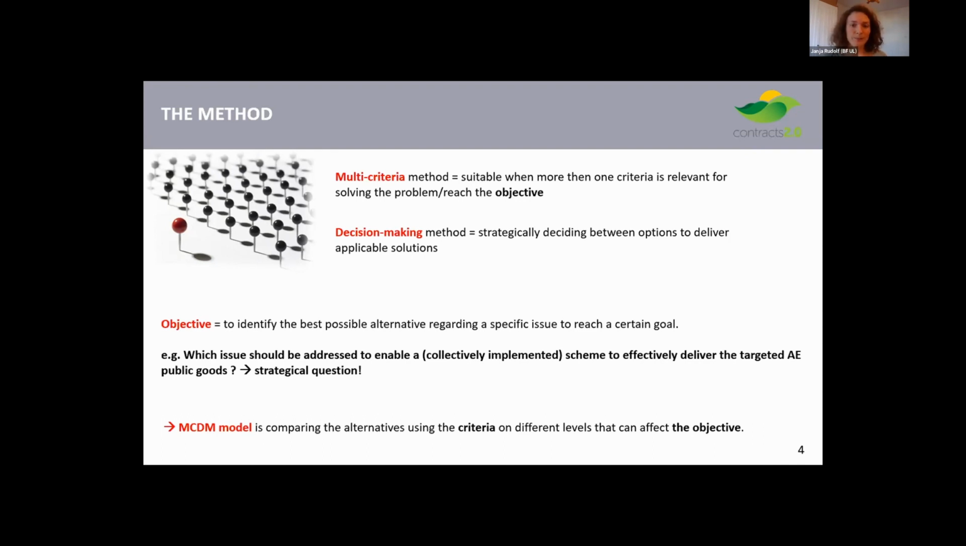In our case, the decision makers have the objective to ask themselves which issue should be addressed first to enable a collectively implemented scheme to effectively deliver agri-environmental public goods. And this is a strategic question, and it is the objective of the MCDM problem. Now, the MCDM model is always comparing the alternatives using the relevant factors or criteria on different hierarchical levels that can affect this objective.